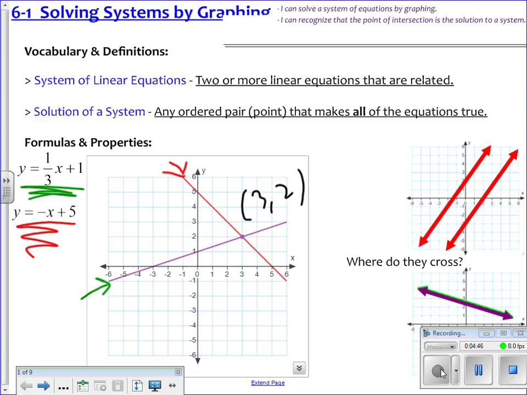Now, not every time do we have 2 lines crossing each other. We have 2 other possibilities. These 2 lines here, where do these 2 lines cross each other? Never. They're parallel lines. They never cross. If you have parallel lines that never cross, you have no solution. That's what that symbol stands for. It stands for no solution.